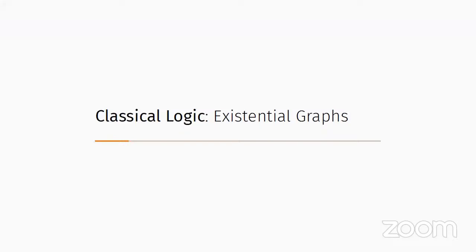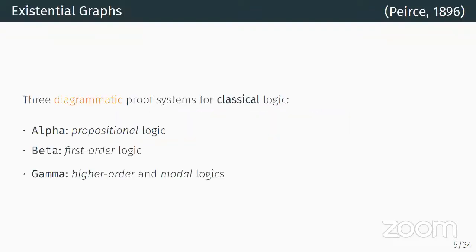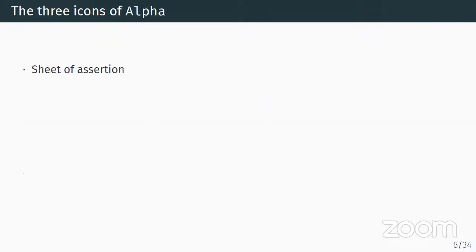Okay. So existential graphs. So as I said, it's a diagrammatic proof system invented by Peirce. And basically, there are three different systems called alpha, beta, and gamma. And the first one, alpha, is for propositional logic. Second one, first order logic. And the last one, a bit more experimental. It has been interpreted as being for higher order modal logic, but at the time, modal logics didn't exist at all. Even first order logic was very new. So we're just going to focus here on alpha.